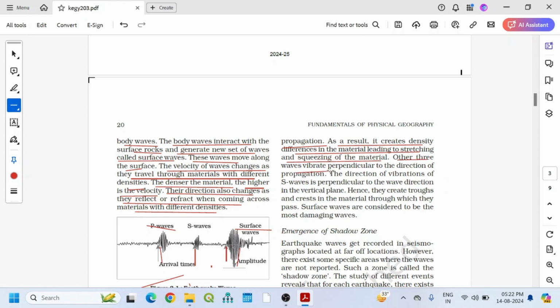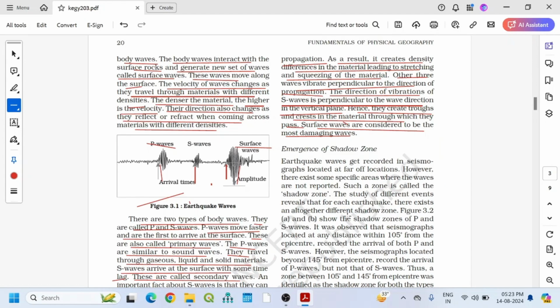The other three waves vibrate perpendicular to the direction of propagation. The direction of vibration of S waves is perpendicular to the wave direction in the vertical plane. Hence, they create troughs and crests in the material through which they pass. Surface waves are considered to be the most damaging waves.